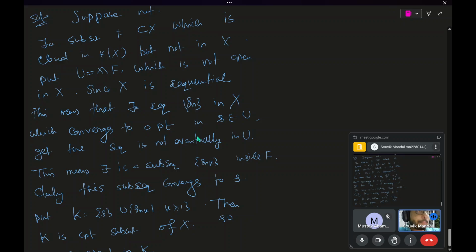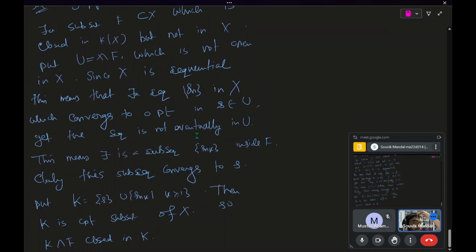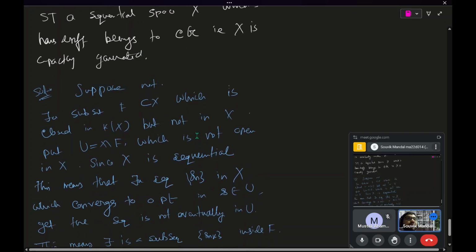Well, and this is not possible, and this means y belongs to A, which is absurd. So let me go through the whole argument.